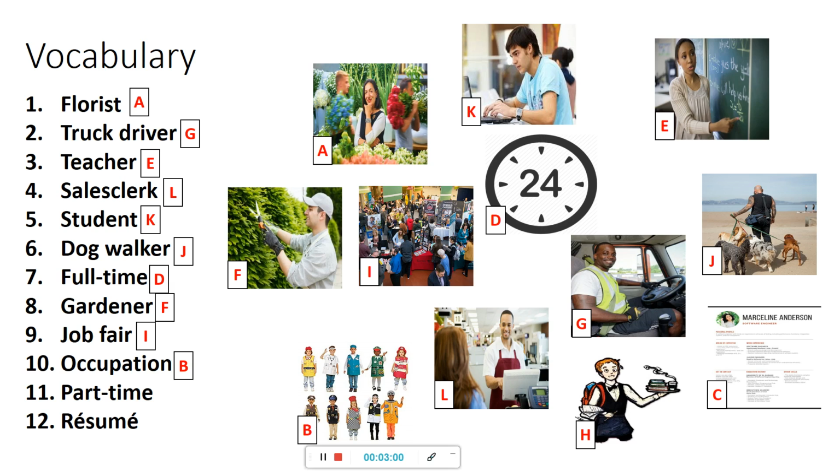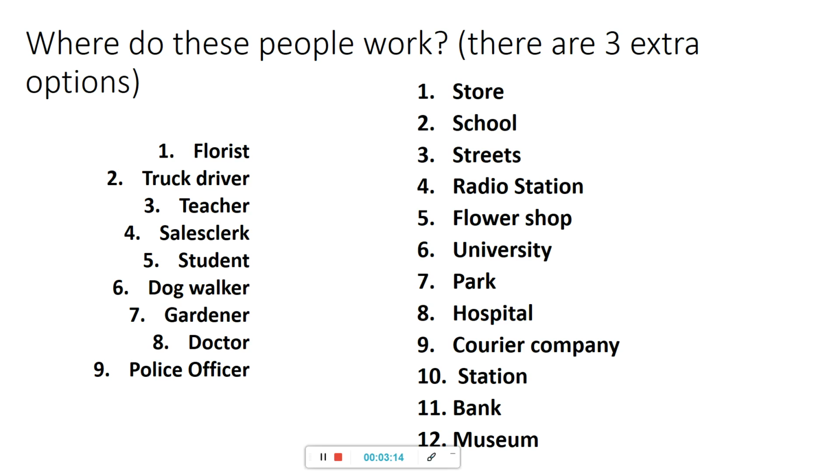Occupation. Next, we have part-time. That would be letter H. And finally, we have resume, which is letter C. Resume is the same as curriculum vitae. That's your curriculum, right? That's the resume.